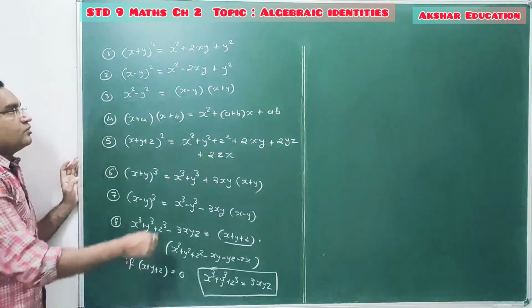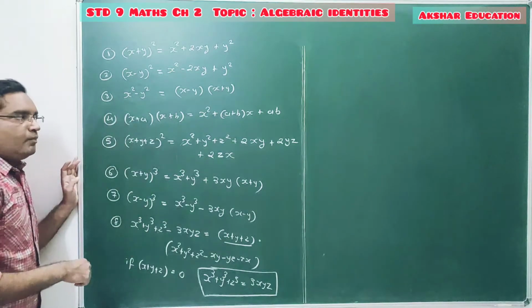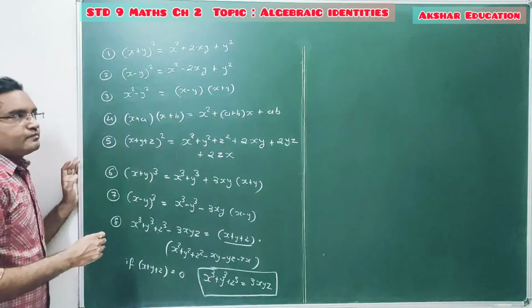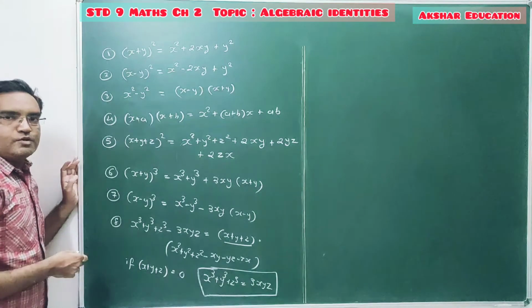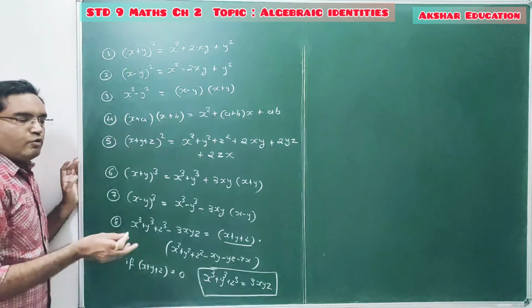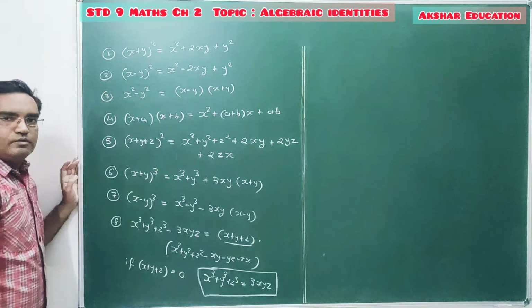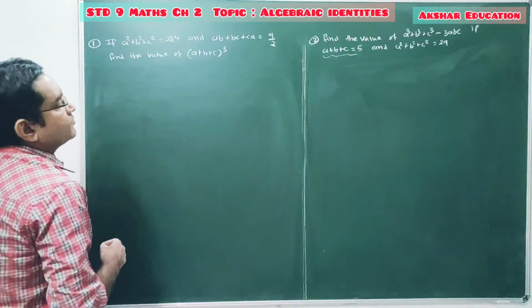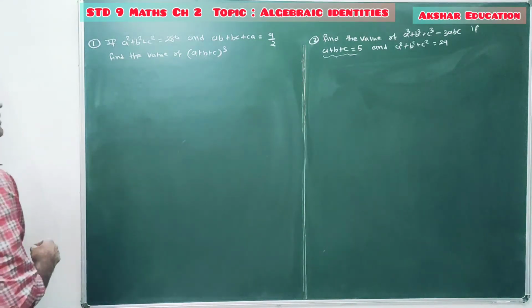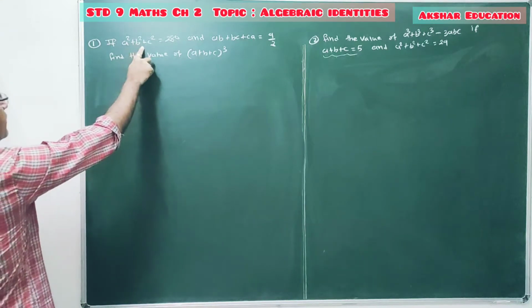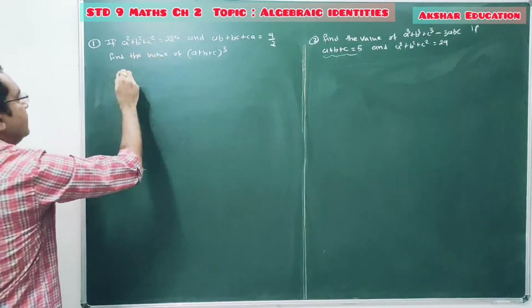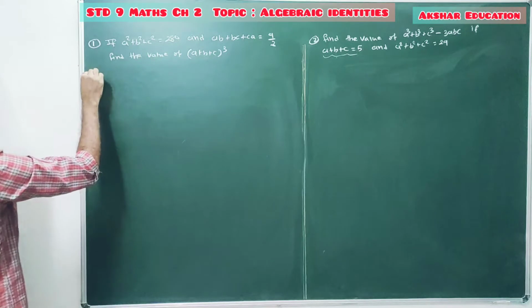Clear students? So these are the total 8 identities upon which we have to practice some sums. So pause the video and note it down. Based on identities, question number 1 is there, where we are given a square plus b square plus c square equal to 280. So first we write the given.